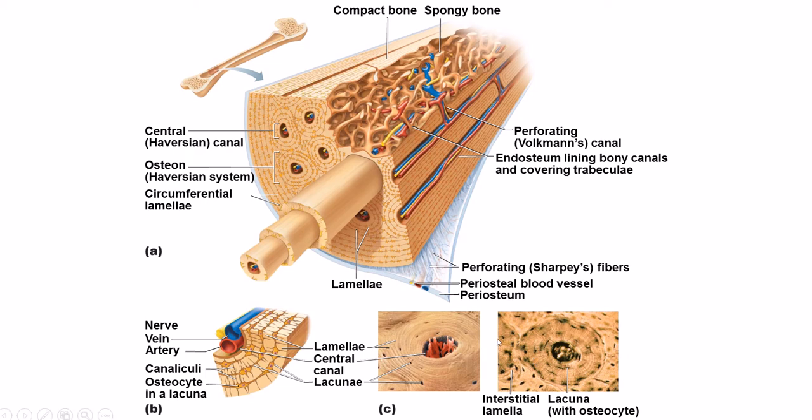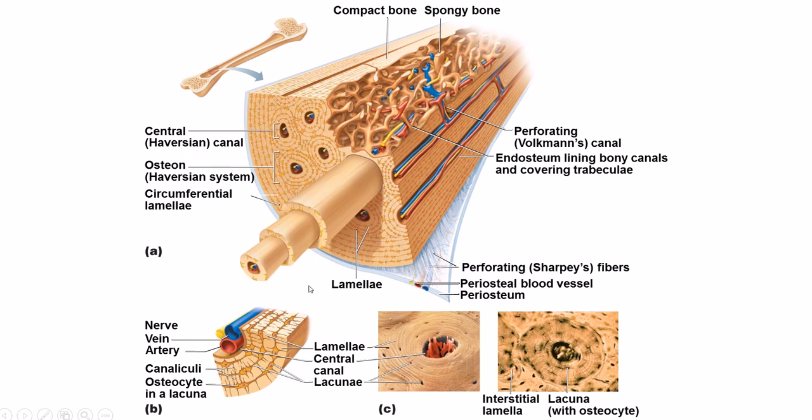We also have what we call circumferential lamellae, and that's these layers here that don't belong to an osteon, but actually wrap around the whole exterior of the bone. And you can see there's our periosteum.